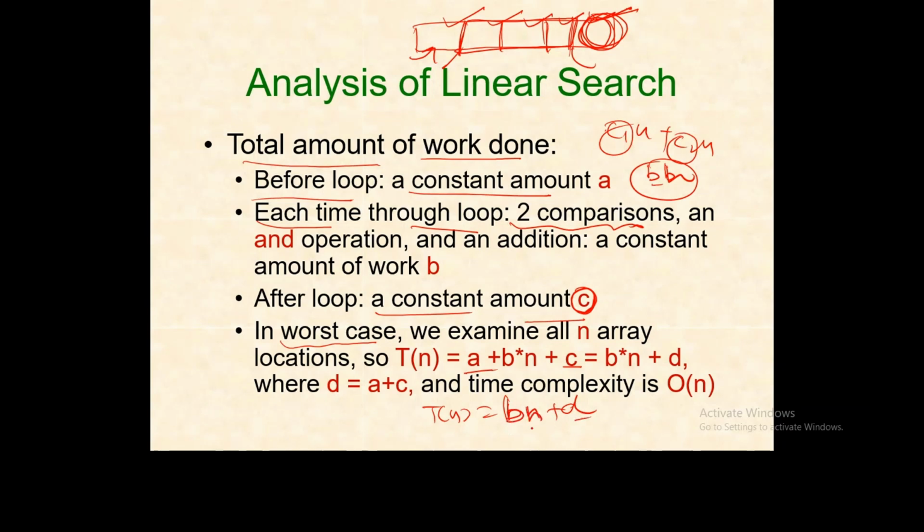Rest all are constants. So T of n will be O of n. This will be the worst case time complexity, meaning in the algorithm there will be the maximum number of comparisons to find a particular number. That is, the number exists in the list at the last position, or that number is not present in the list.